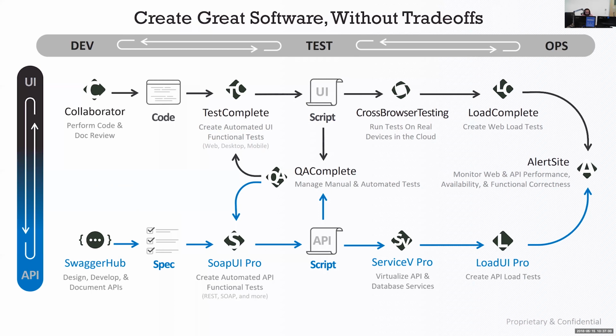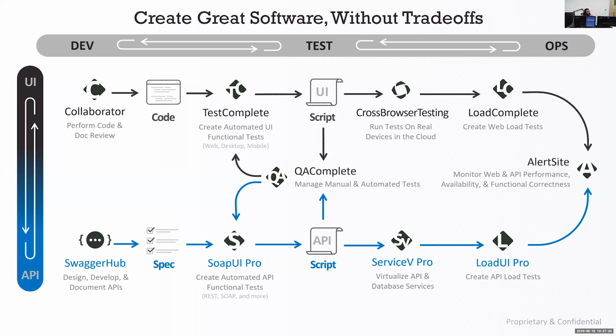Going into the middle section, we have QAComplete for managing these manual and automated tests on both the UI and API side. And on AlertSite, we have our real-time API monitoring product. And this integrates very well with the products we're going to talk about, SoapUI Pro and LoadUI.